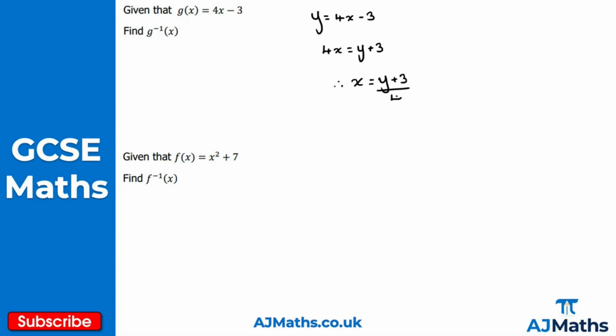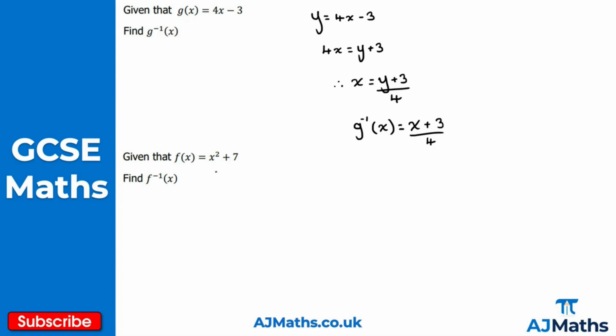all over 4. But remember, we want this in inverse notation, so g inverse this time. Don't make the same mistake I did on the last one. So g inverse of x is equal to, and now again, replace any y's with x. So x plus 3 over 4 there.